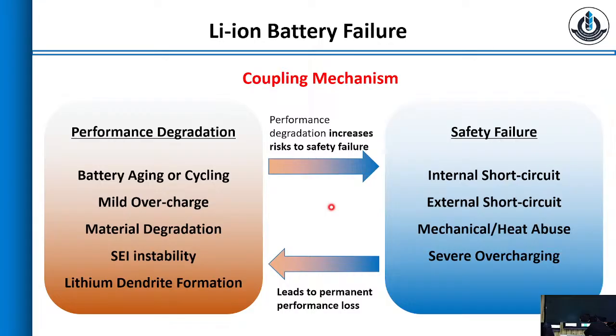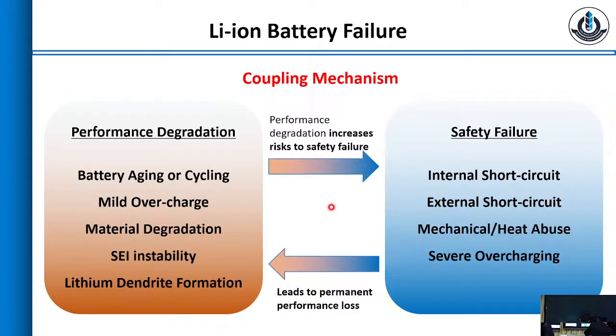So your battery life is going to decrease if you are not using the battery in optimal conditions. Safety failures can lead to permanent performance loss, and because of this loss, it becomes more prone to overall battery failures. So this is basically the coupling mechanism in which your lithium-ion batteries behave throughout their life.